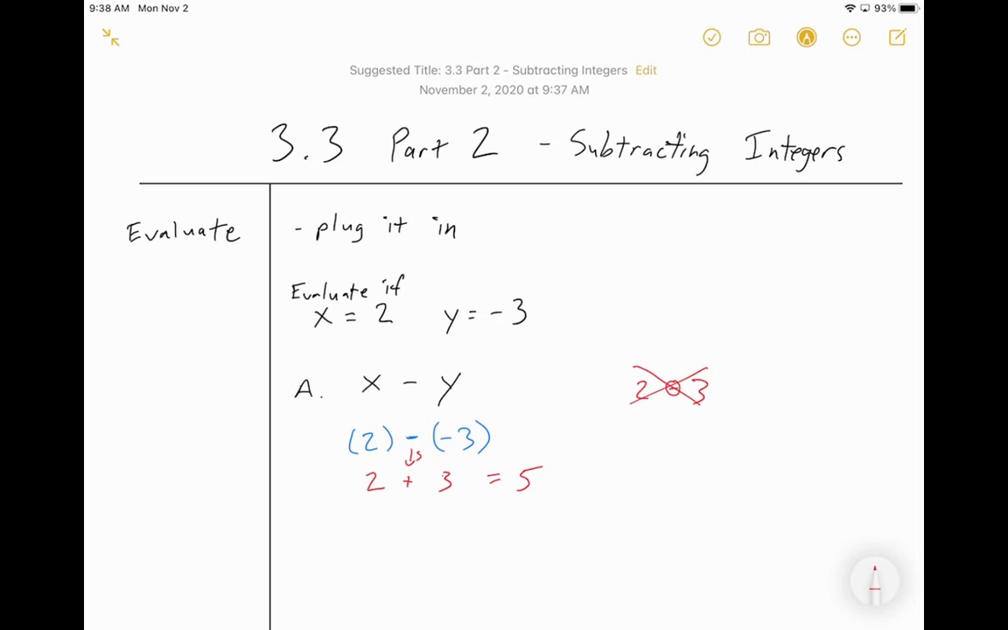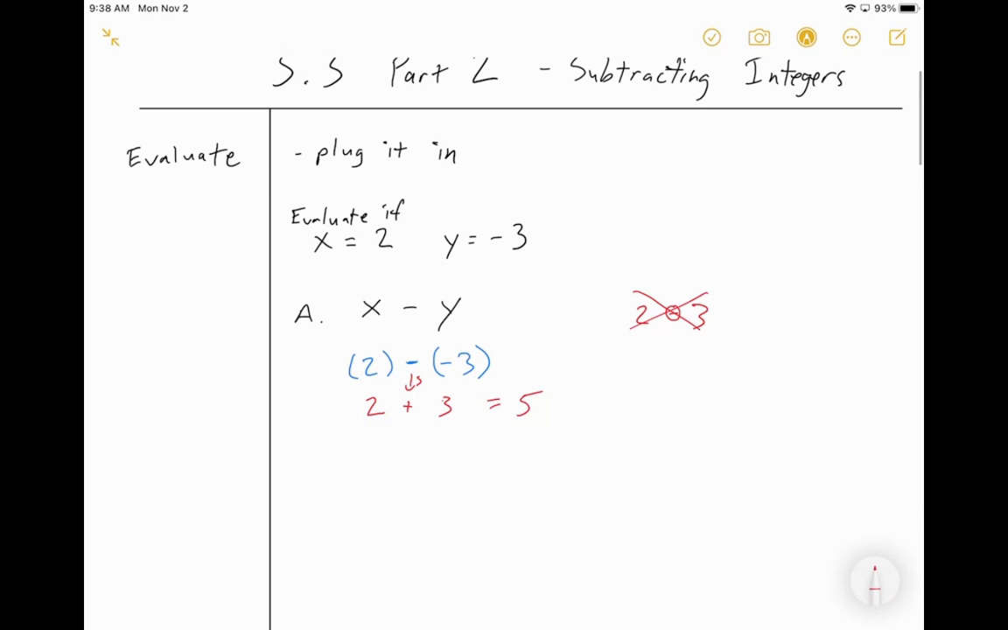Plugging in the numbers. So let's do another one here. Again, same x and same y. Let's do it the other way. What is y minus x? Can you guys do that one for me, please? Why don't you put in the chat what you think the answer is?